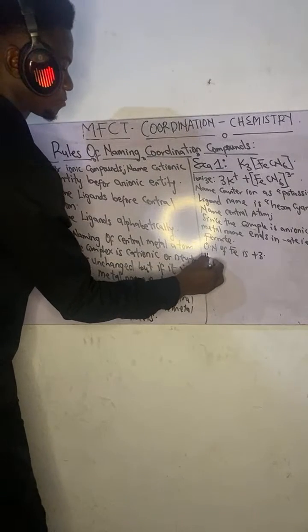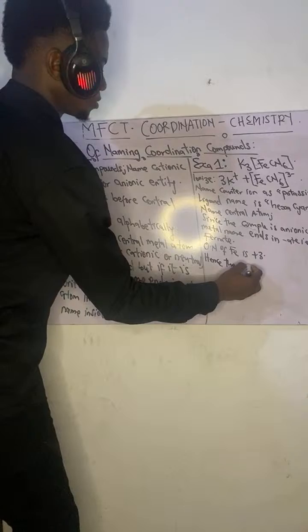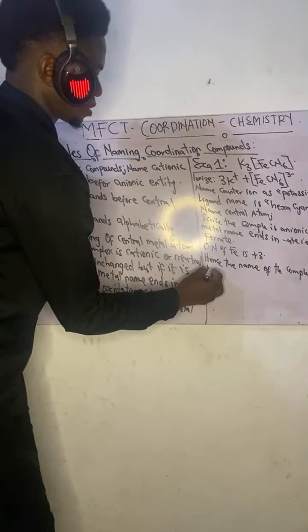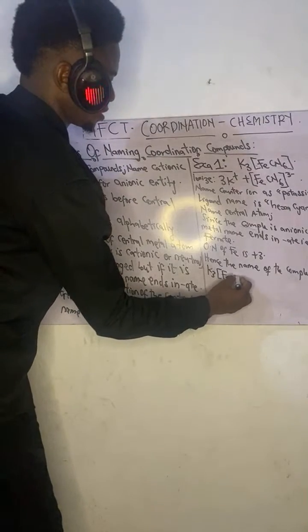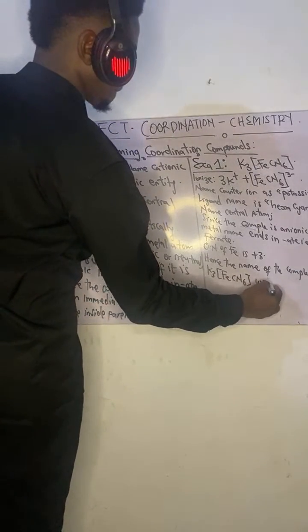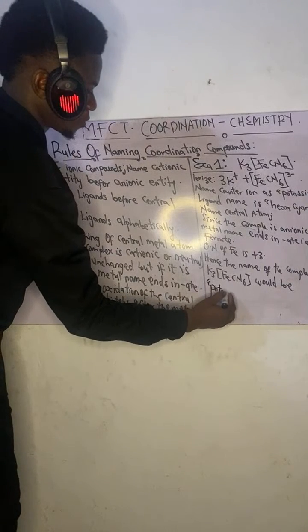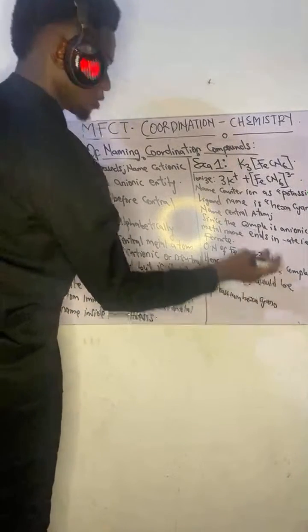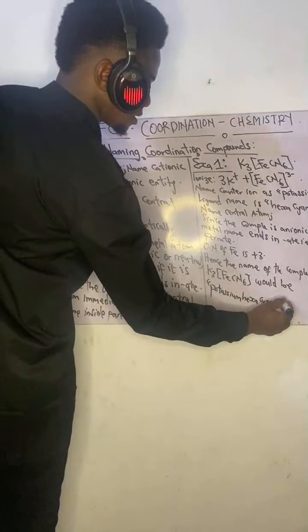Hence, the name of the complex K3 Fe(CN)6 would be potassium hexacyanoferrate(III). That's the correct naming of that particular compound.